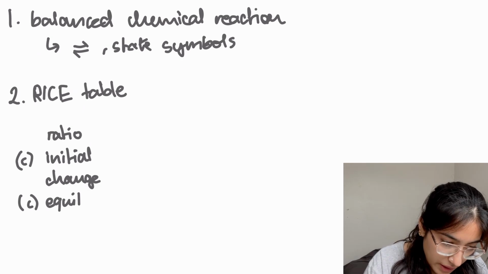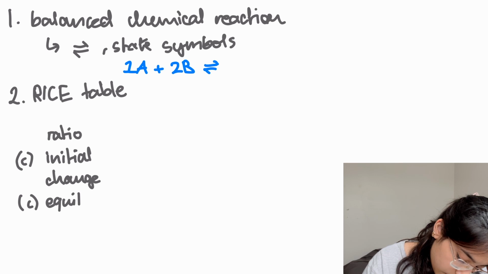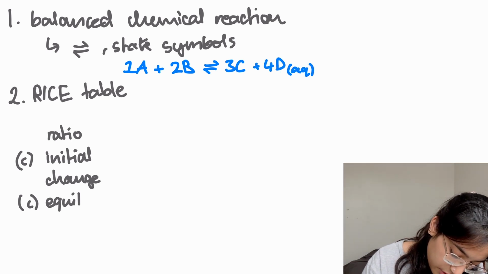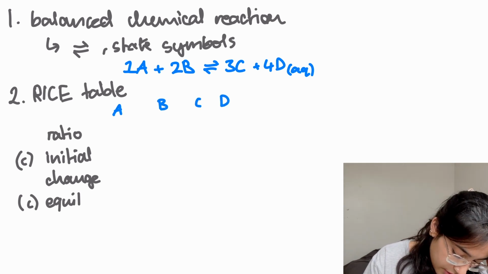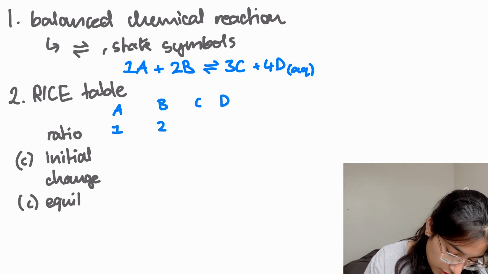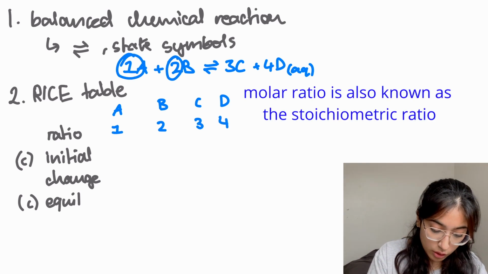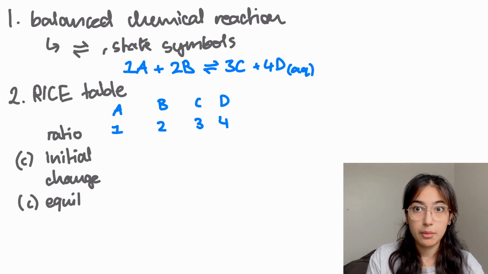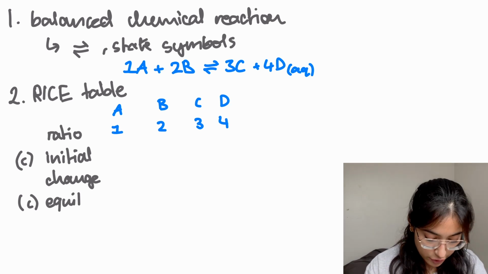Say that our balanced equation here is 1A plus 2B goes to 3C plus 4D. And let's just say these are all aqueous. Sorry, don't forget your state symbols. So then what we're talking about here is A, B, C, and D, and our ratio is 1, 2, 3, and 4. And when I say ratio, I literally just mean the molar ratio, so whatever number is before the molecule. That tells you how many particles of it are getting produced or used up every time. Then we write down our initial concentrations.